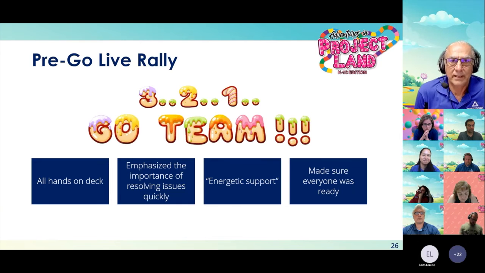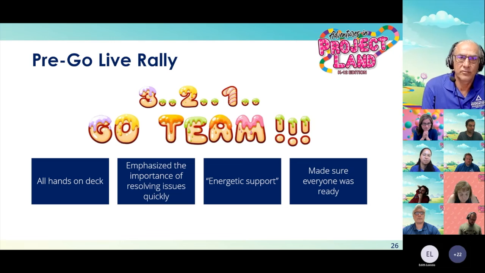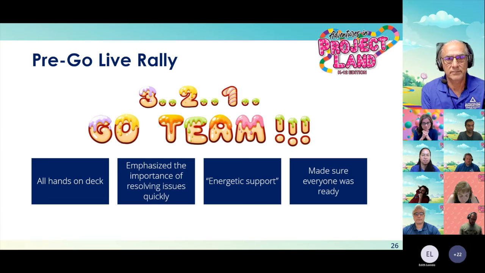We had a rally meeting pre-go live with our support staff, emphasizing the importance of resolving issues quickly and keeping our customers happy. That was our goal. We planned 2 positions dedicated to assigning tickets and responding to any users experiencing excessive wait time, 2 hours. We wanted to make sure everyone was ready and provide energetic support to our employees.